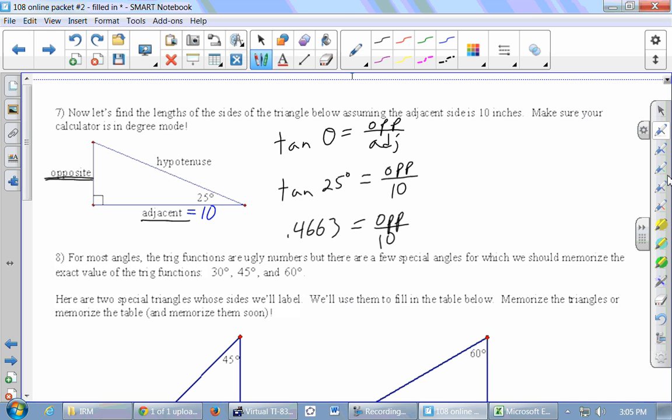And then in order to figure out what the opposite side is, we just solve by multiplying both sides by 10. So the opposite side is roughly 4.663.